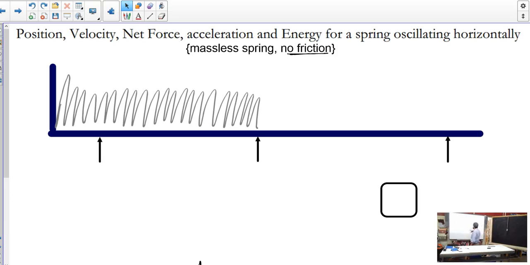We're going to look at the situation where, and this will come up in many problems along the way on AP exams and so forth, we attach one end of a spring to a wall or something over here.